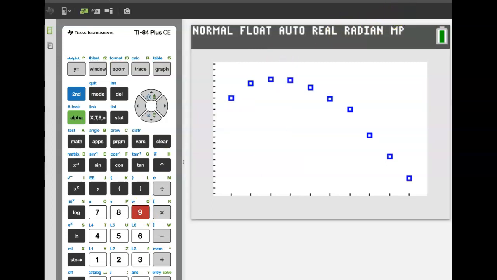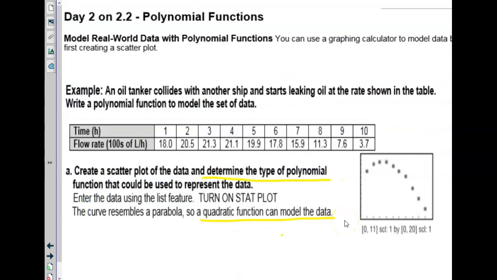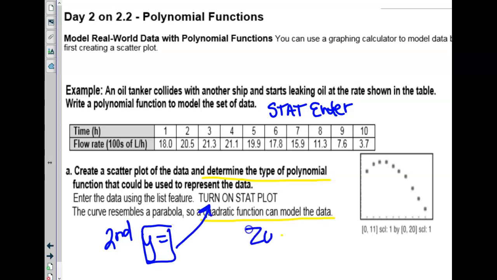Okay? We're going to do this all together again in a second, but you might want to write down those steps. It was stat enter to enter your data in, and then it was second y equals to turn the stat plot on, and then we have to remember we did a zoom 9. Okay, those are the steps I would be worried about you remembering. Everybody okay? Sorry.